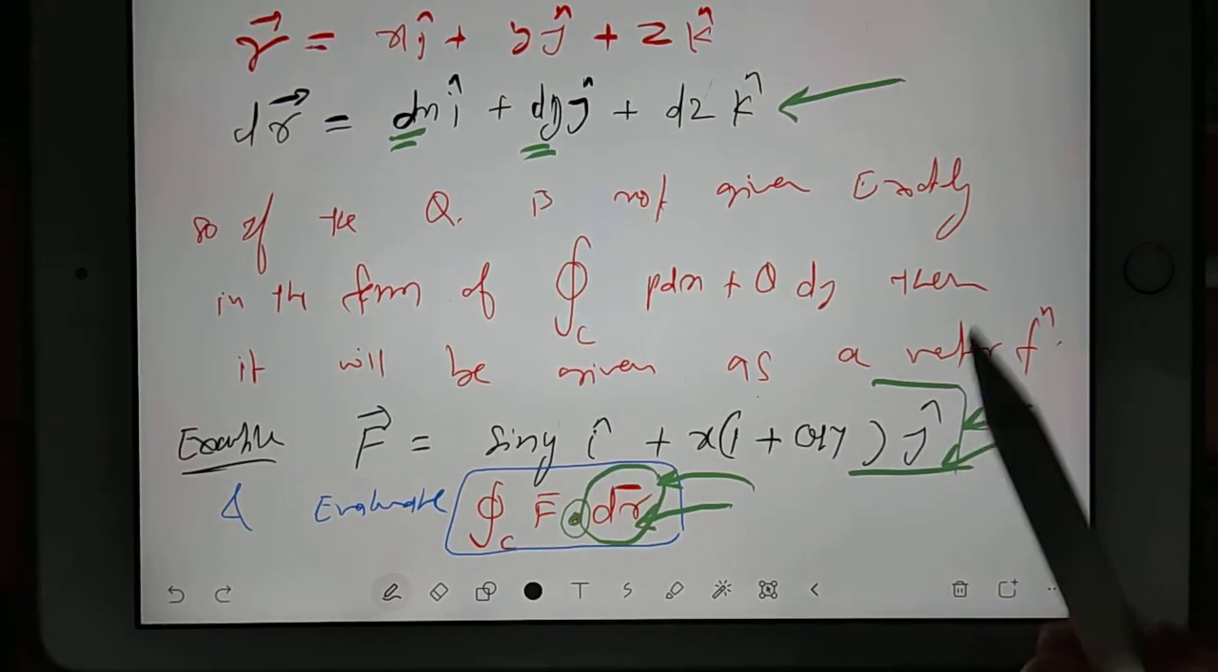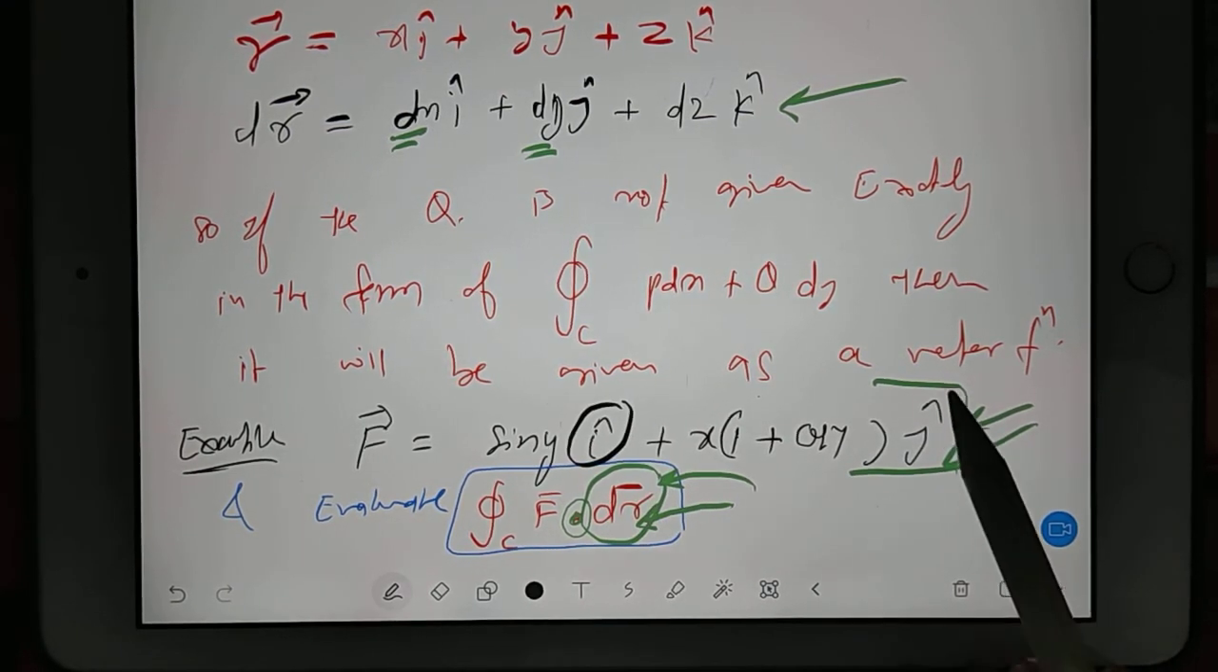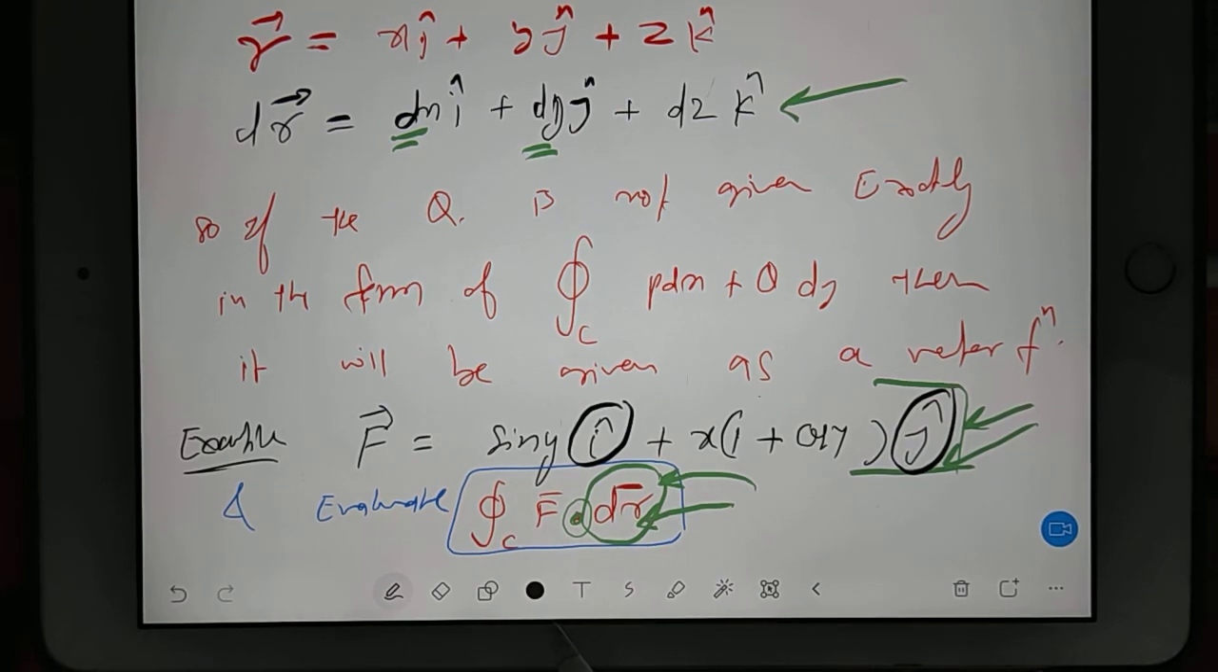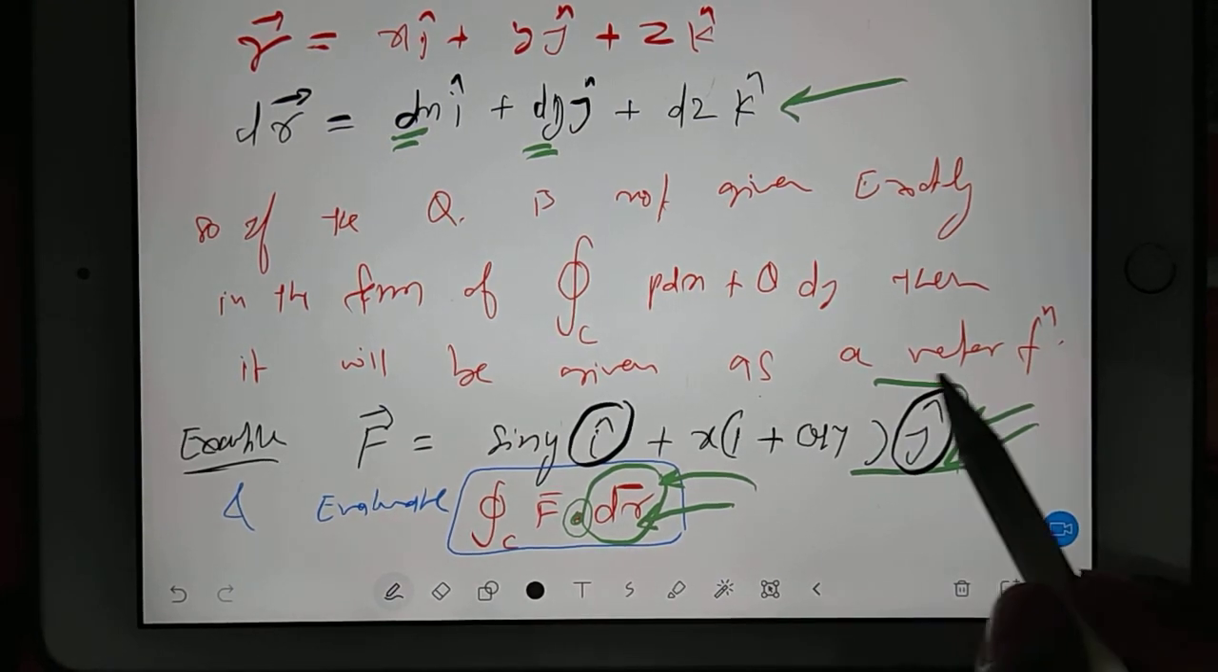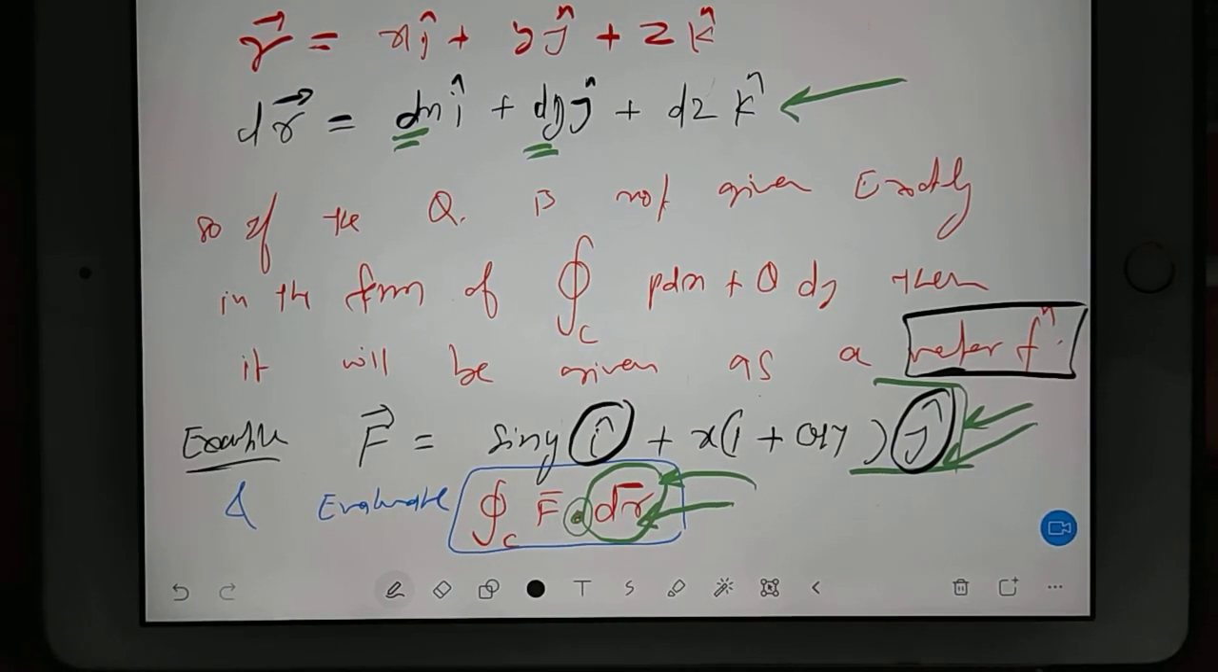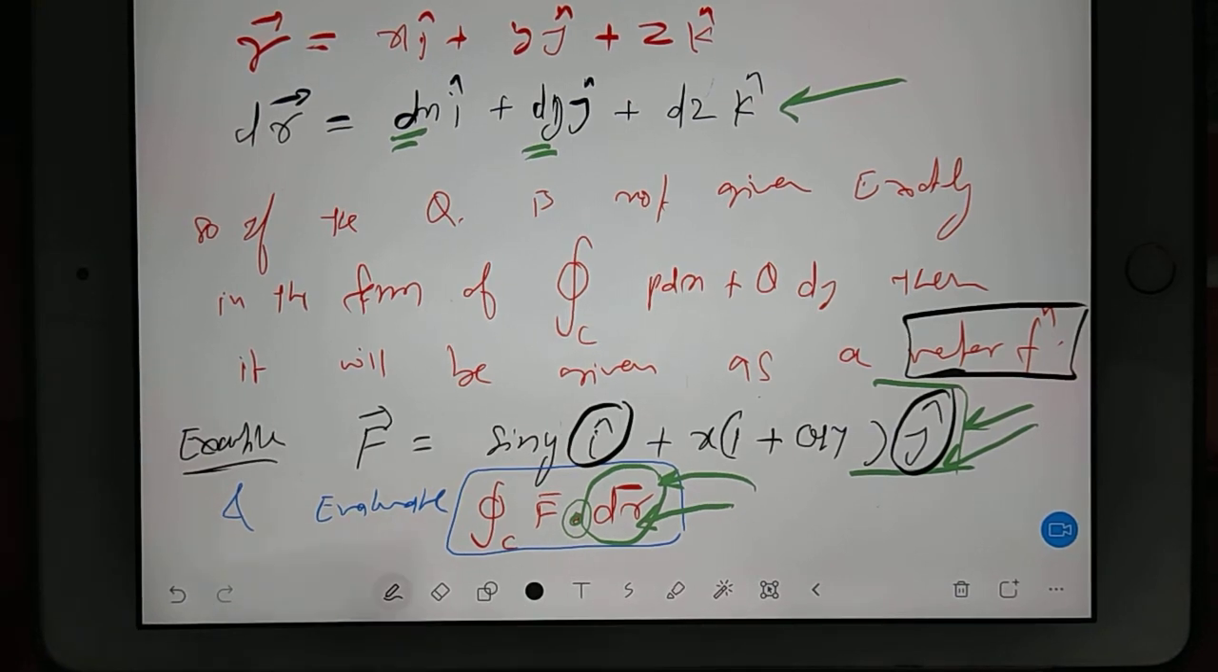Yes, of course, because i, j, k is mentioned. i, j, k is mentioned. Yes, vector function. Done? Okay, I will change the page.